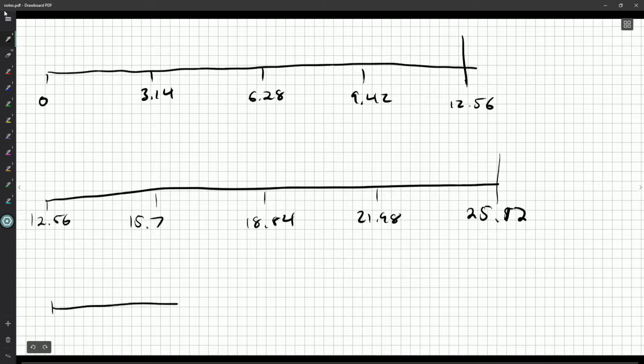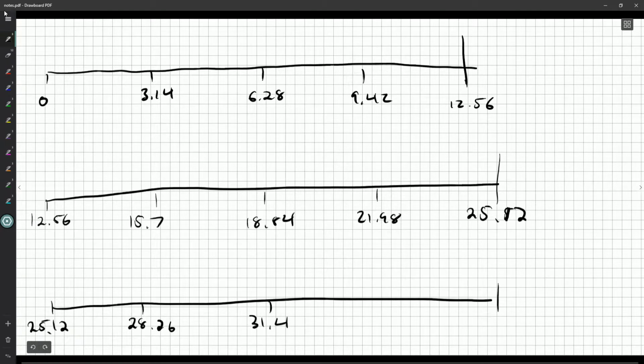So let's again bring that down here just for the sake of having a nice, easy to work with picture. So 9 pi is at 28.26. 10 pi, we'll say about 31.4. 11 pi, 34.54. And finally 12 pi, which is the total of 3 rotations.